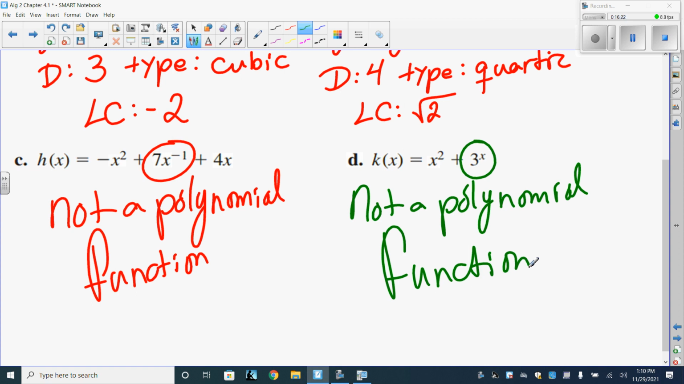Any other questions on these here? The 3 to the x. We can't have a variable inside the exponent or as an exponent. Because what this will make it is into an exponential function. The x squared part is a polynomial function, but the x to the third makes it an exponential.